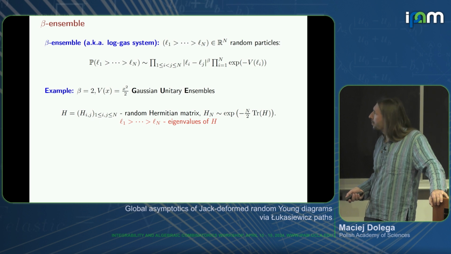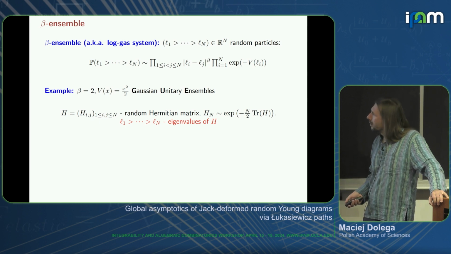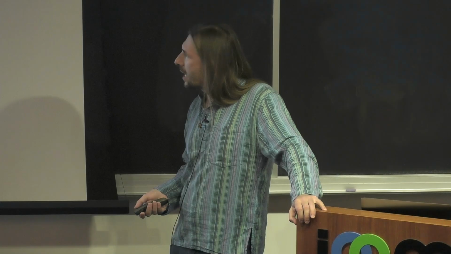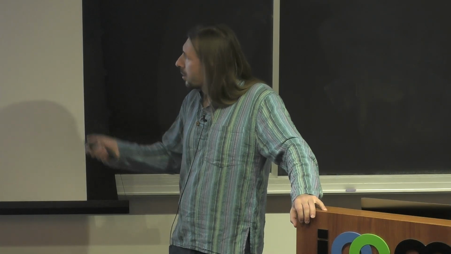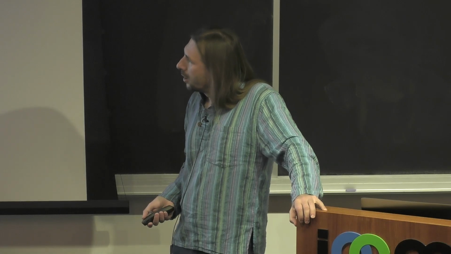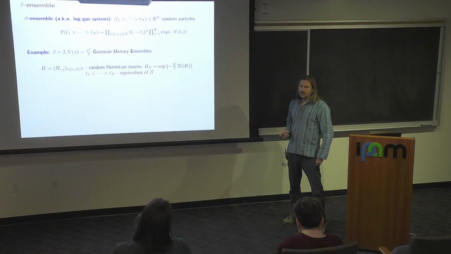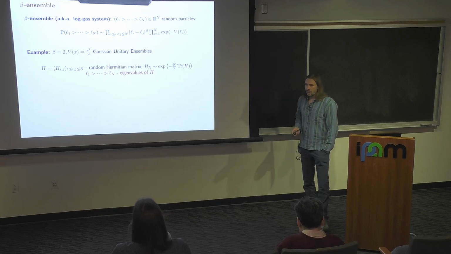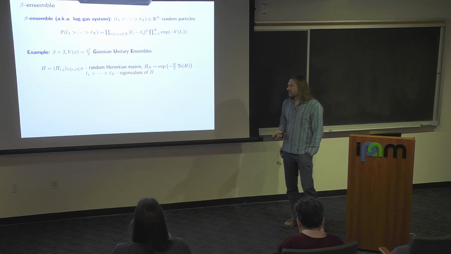The Gaussian unitary ensemble is one of the most classical models of random matrices. What you want to do is look at random Hermitian matrices of size n times n that are distributed with respect to the Gaussian measure, and look at the eigenvalues of your random matrix. These eigenvalues are real, so they are given by some numbers L1, L2, and so on. And you want to ask all sorts of questions about these eigenvalues.